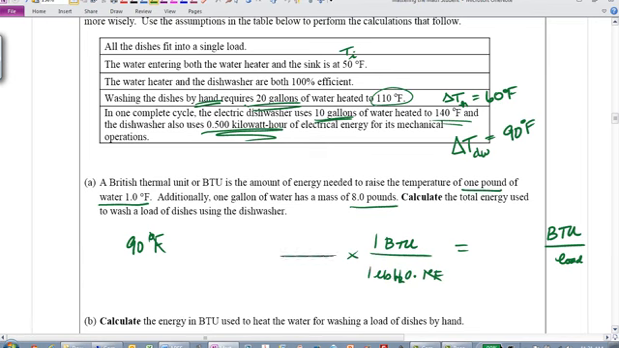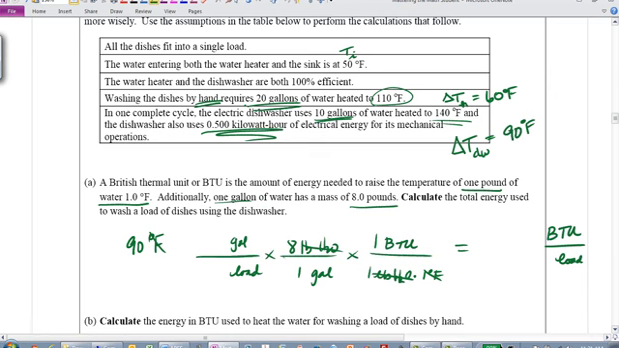Well, let's see. I've got 8 pounds of water, so I'm going to put that on the top so I can get rid of that pound of water in the denominator. Over 1 gallon. Okay, so pounds of water out of there. I got BTU. Now I just need gallons per load. And I am home free.